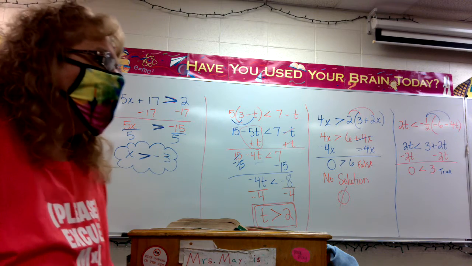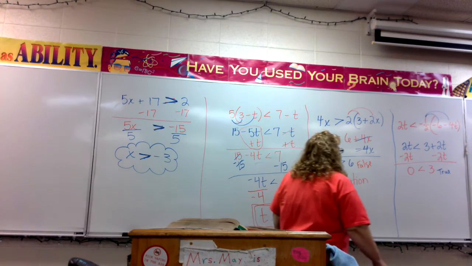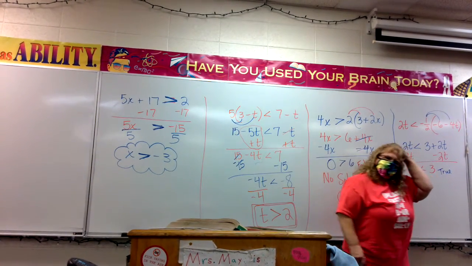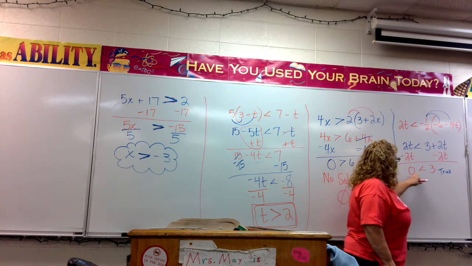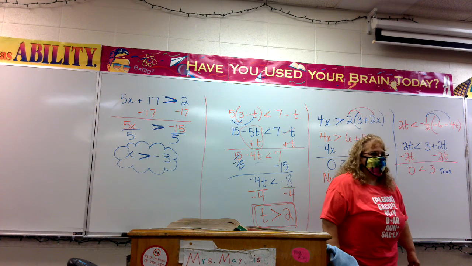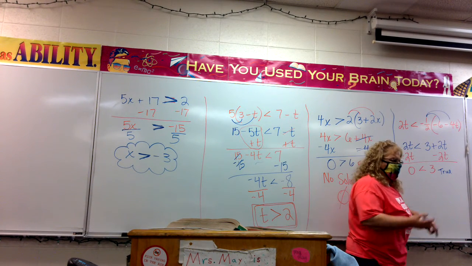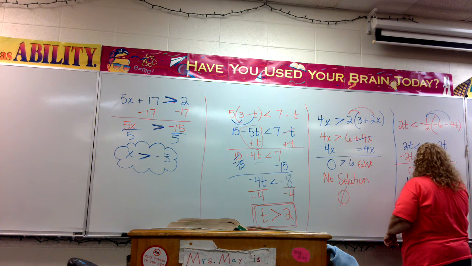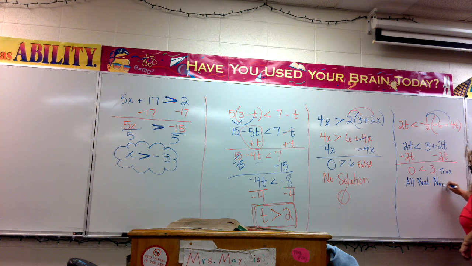Say that again? For this one? Any number. Because 0 is always going to be less than 3. It doesn't matter what value of t I have, 0 will always be less than 3. Always. Doesn't matter what t I pick. So what will I have for my answer here? Right, good, yes. Oh, you guys are so smart. All real numbers. And that's the R with the double.